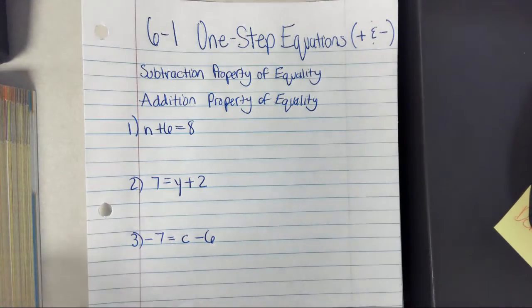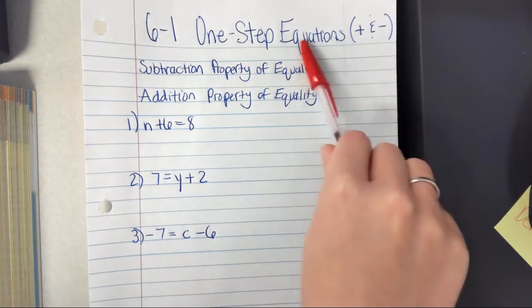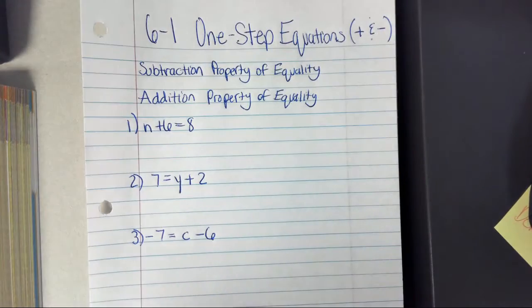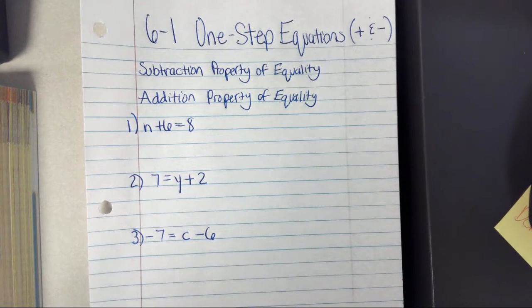Chapter 6, Section 1 is all about one-step equations with addition and subtraction. You really need to make sure you understand the one-step equations, because if you don't, then when we get to the two-step equations, you really will be confused, because one-step equations will go into the two-step equations.